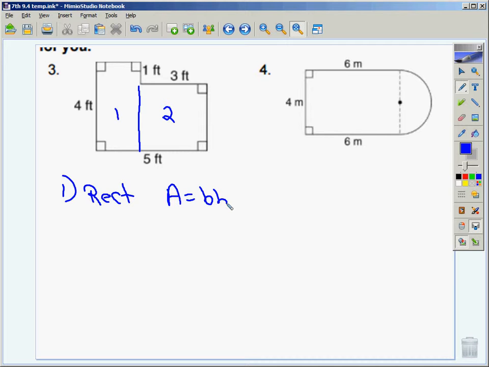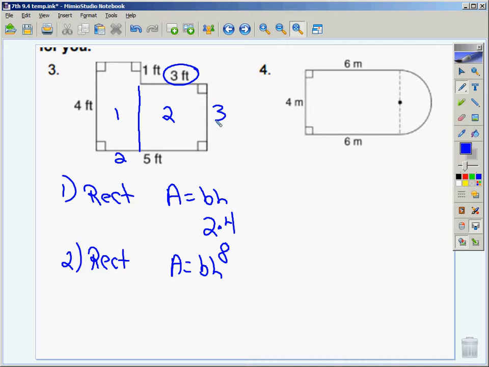The whole thing was 5. If I've used 3 of it up, this is what? 2. And the height is 4. The next one is also a what? A rectangle. And it's got a base and a height. What's the height? It's actually 3. And the width is 3. It's actually not a rectangle, it's a what? Square.